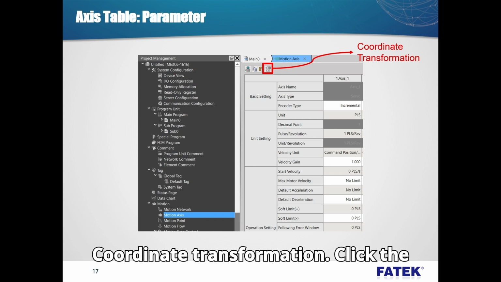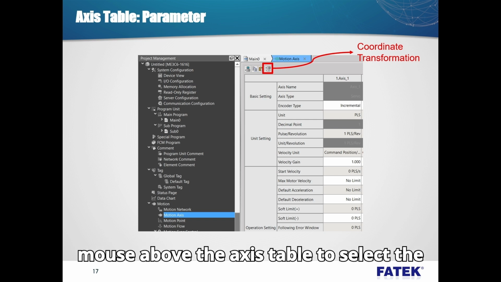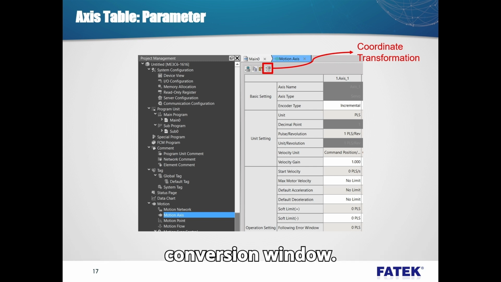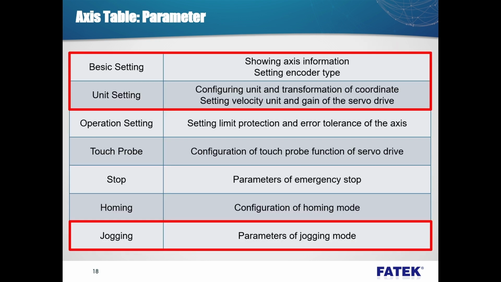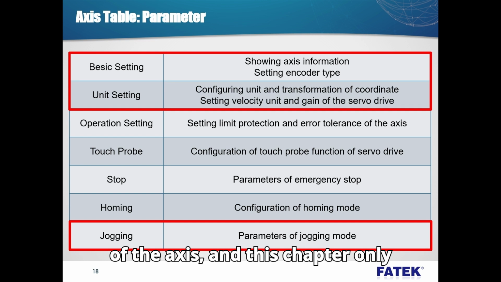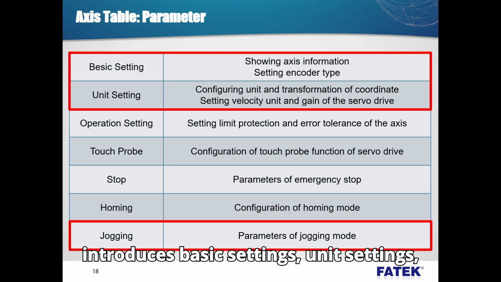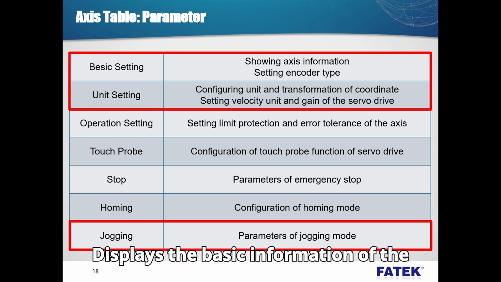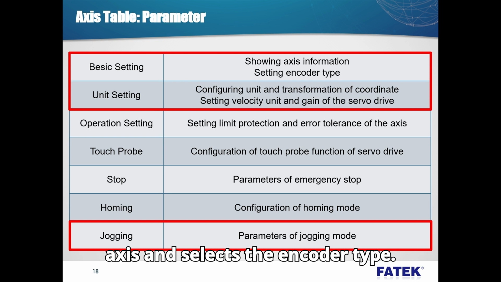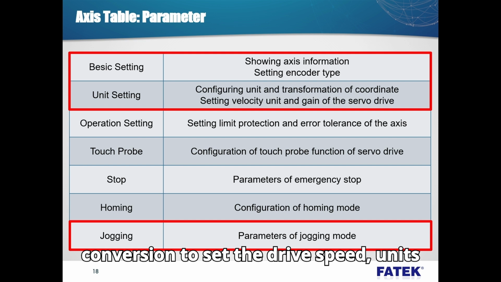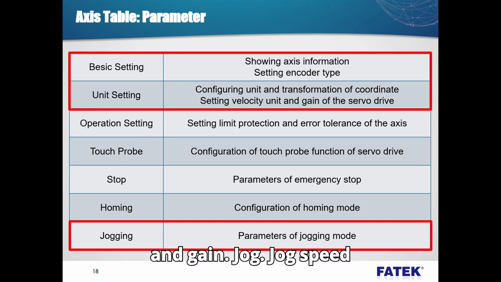Coordinate Transformation. Click the mouse above the axis table to select the axis, and then click the Coordinate Conversion tool to pop up the Coordinate Conversion window. This page lists the parameter categories of the axis, and this chapter only introduces basic settings, unit settings, and jog. Basic Settings displays the basic information of the axis and selects the encoder type. Unit Setting. Set the unit and coordinate conversion to set the drive speed, units, and gain. Jog, jog speed, and other parameters.